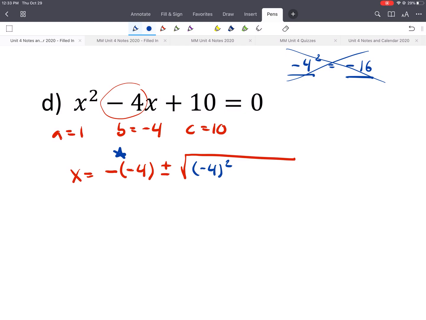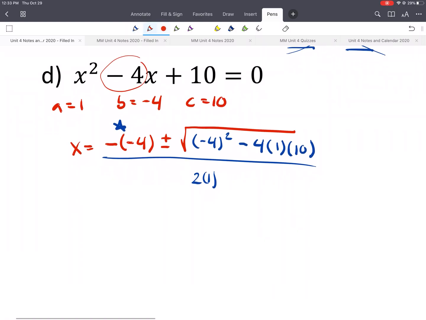I got to start over with the song. X equals negative b plus or minus the square root of b squared minus 4, it's always 4, a, which here is 1, c is 10, all over 2a, which is a is 1. Okay, so we'll simplify what's inside the root. So again, that negative 4 squared gives you 16, minus 4 times 1 times 10.